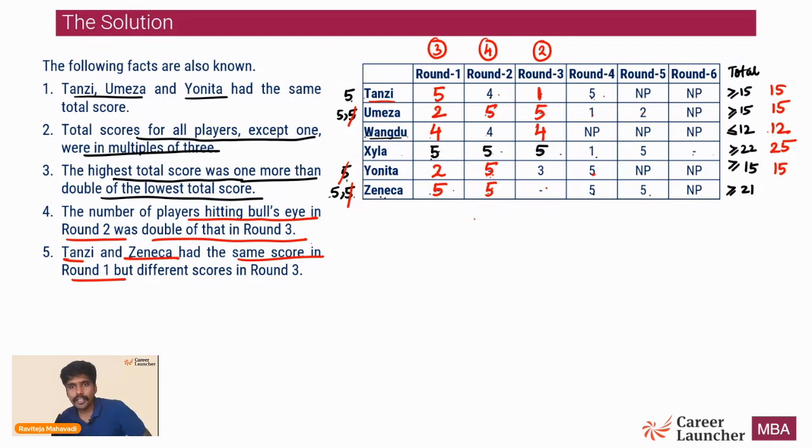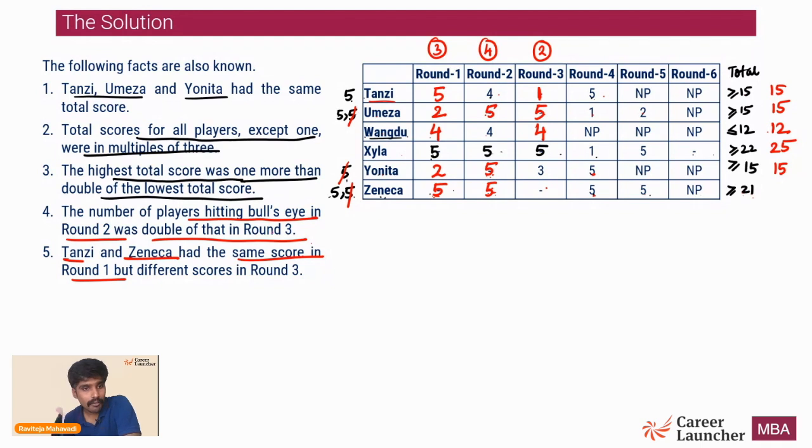What else do we know? Right now, what is the total score of Z? We have 5, 5, 5 and 5. We have 20 points. Now, Z has to be a multiple of 3. If Z has to be a multiple of 3, the score of Z in round 3 can either be 1 or 4.